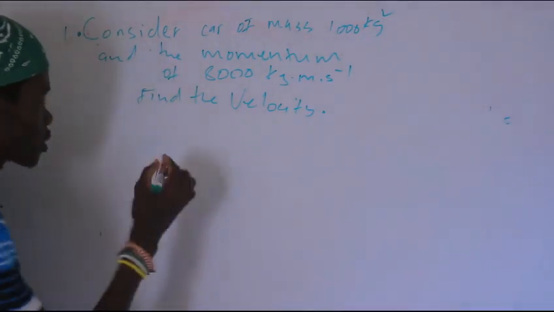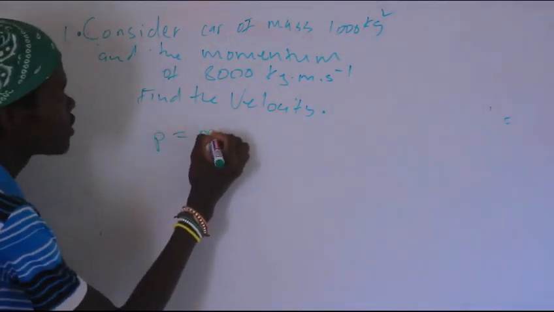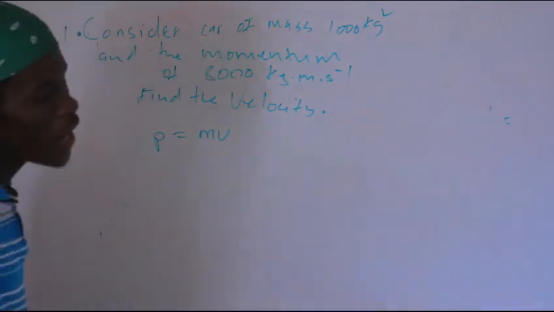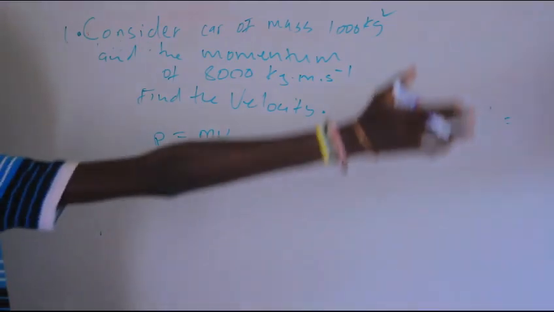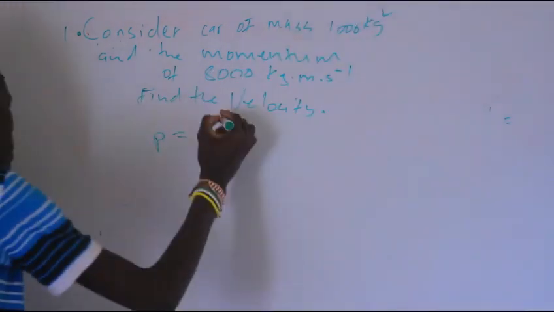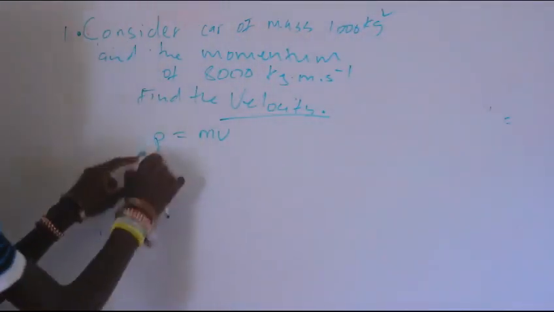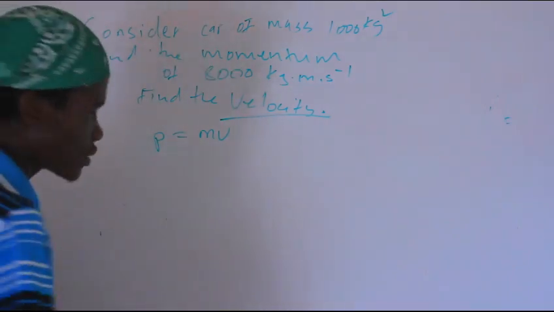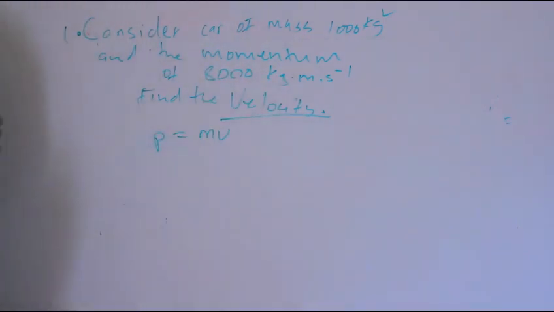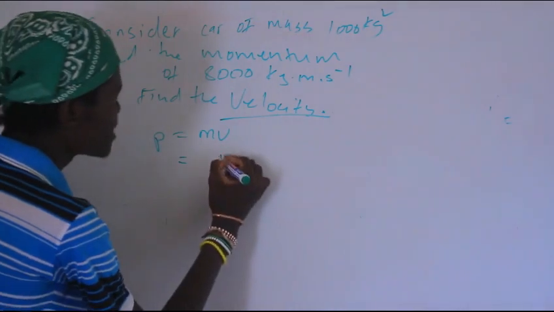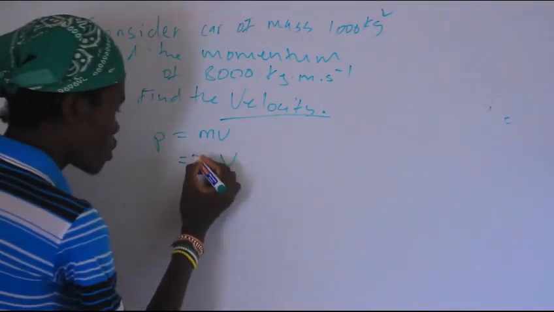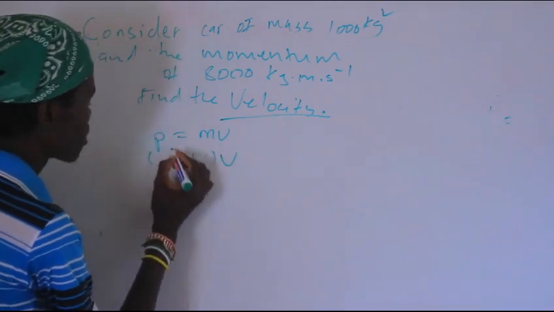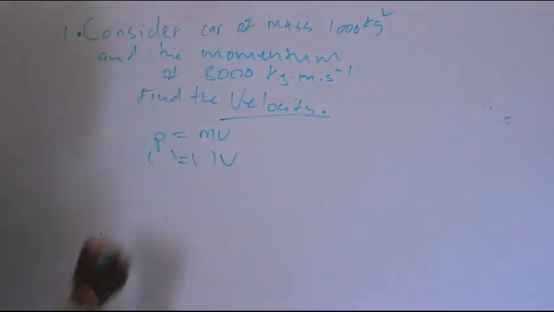Same method. P is equal to mv. But now take your highlighter, right-hand side, and ask which one they are looking for. The velocity. Which means P is not safe, I can't write P down anymore. The only thing that is safe here is the v. The rest, get the brackets. So when I substitute, I must put brackets. What is my P? 8,000.